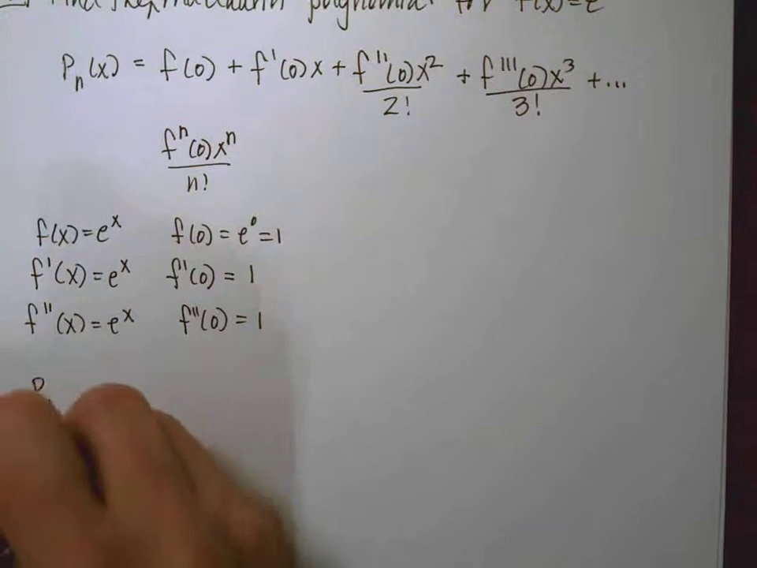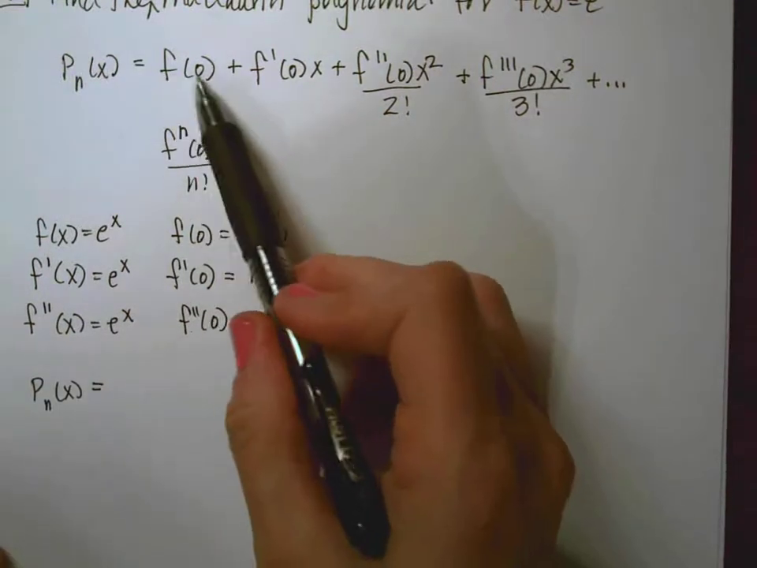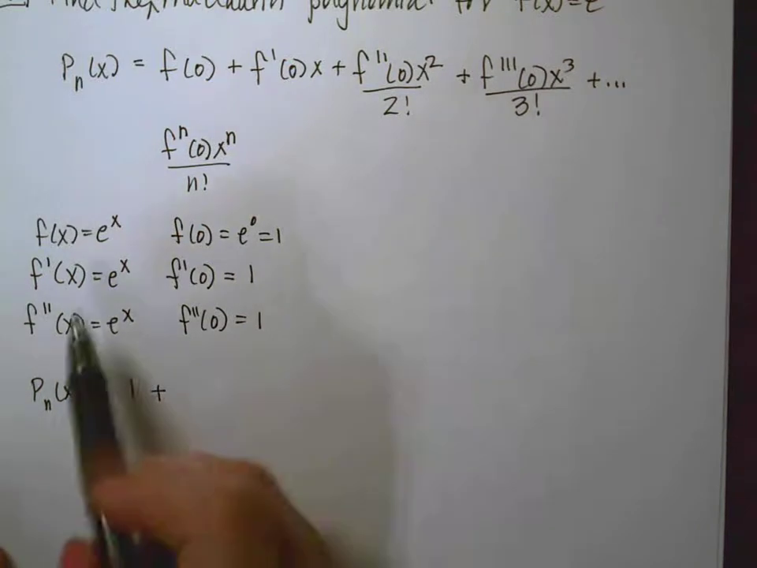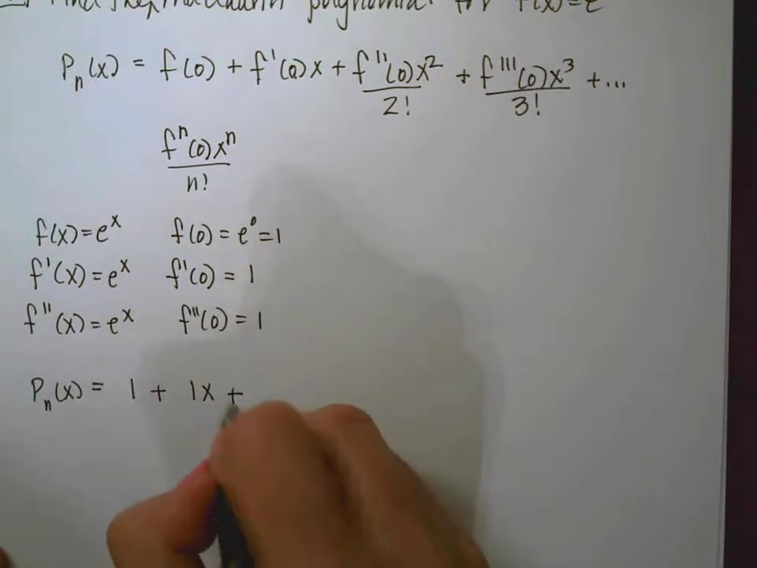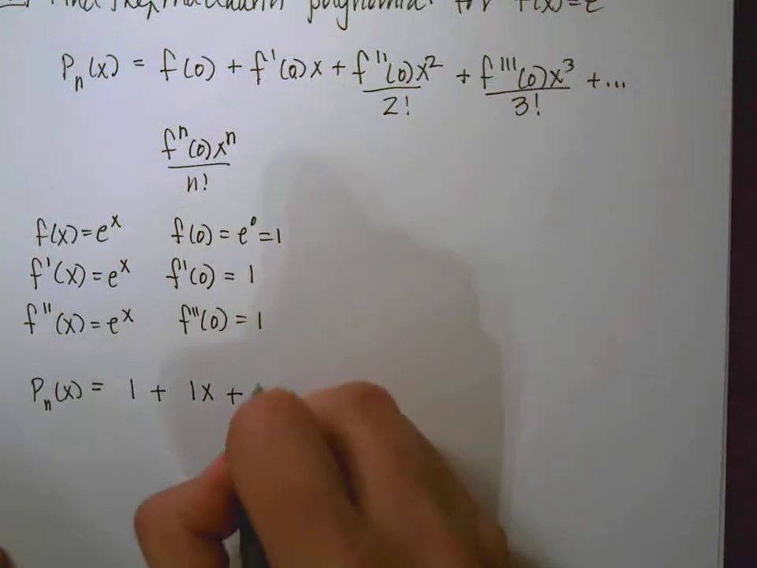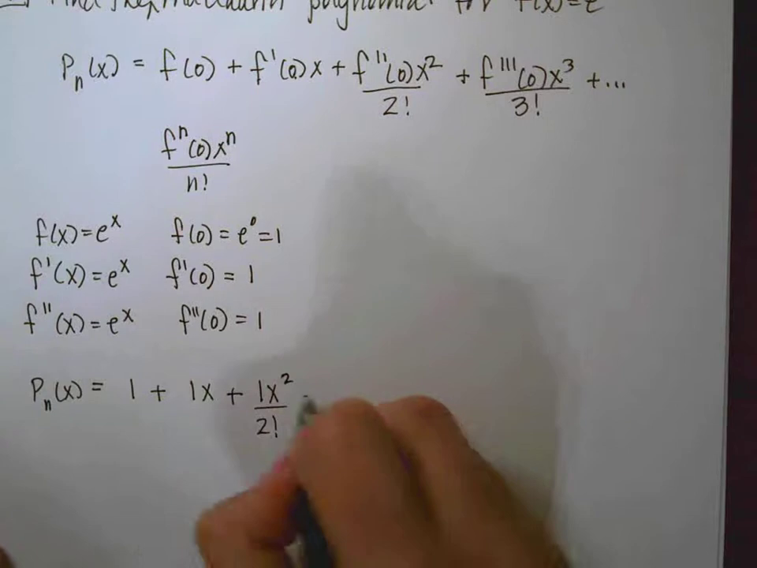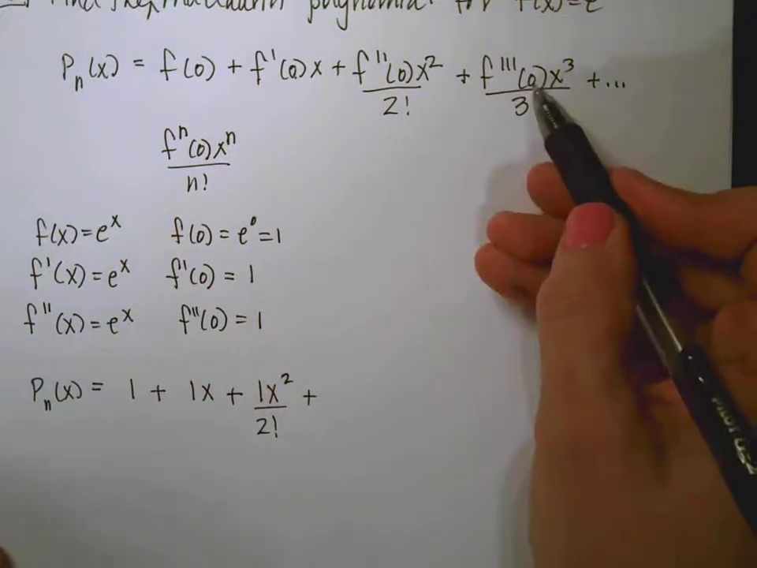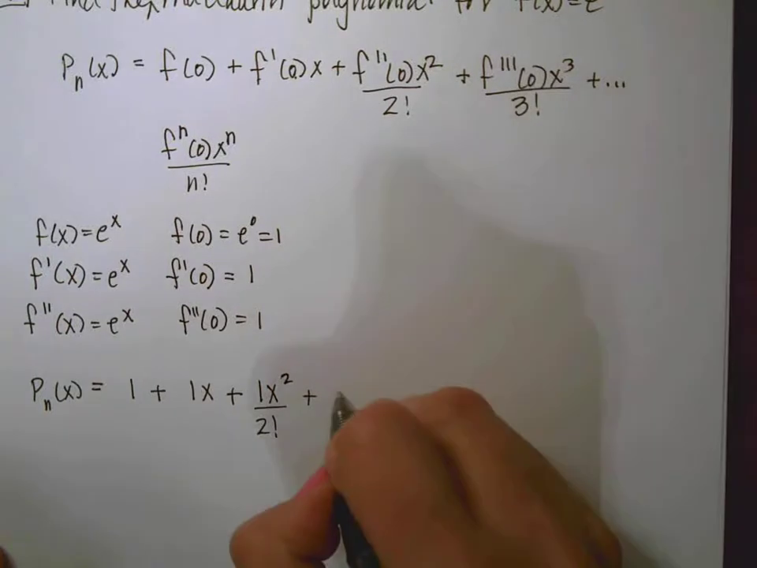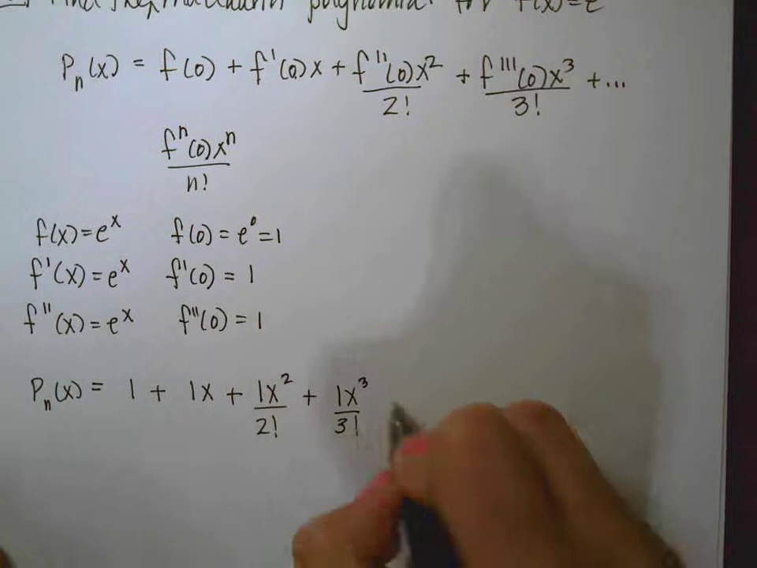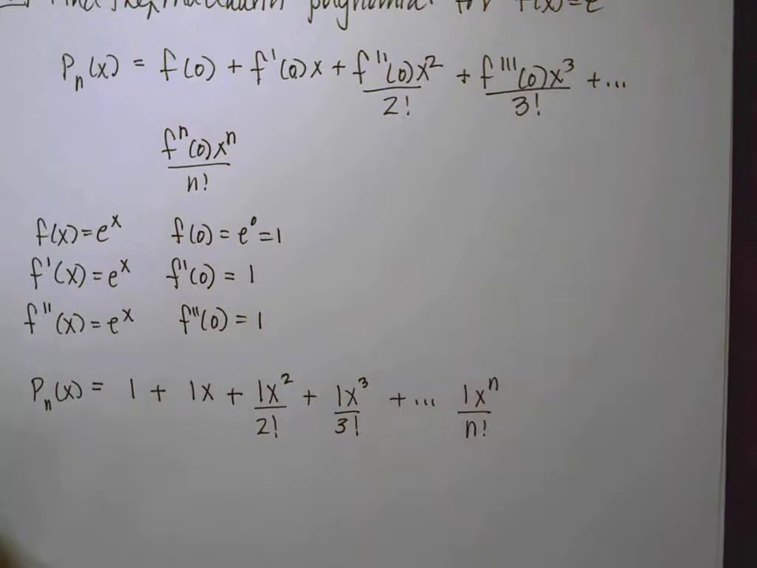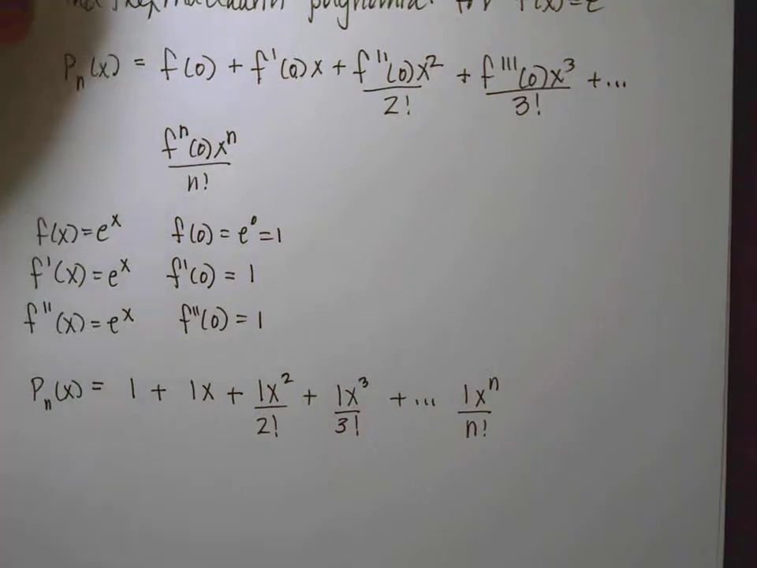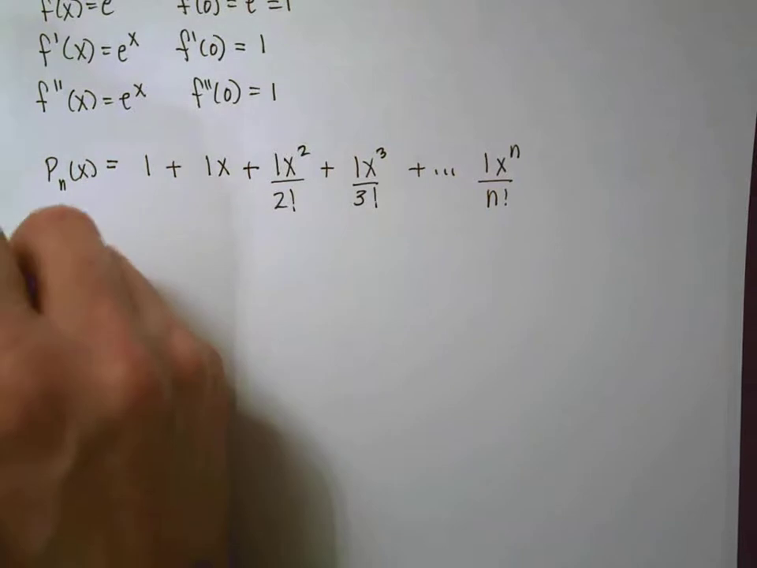Okay? So then if I write the nth Maclaurin polynomial, so Pn of x is going to equal the function evaluated at 0, which was 1, plus the derivative evaluated at 0, which is 1 times x, plus the second derivative evaluated at 0, 1x squared over 2 factorial, and then I could have kept going. So the third derivative, because they're all the same, evaluated at 0 would have been 1x cubed over 3 factorial plus dot, dot, dot. So it's going to be 1x to the n over n factorial. Okay, so that would be the Maclaurin polynomial for f of x is equal to e to the x.